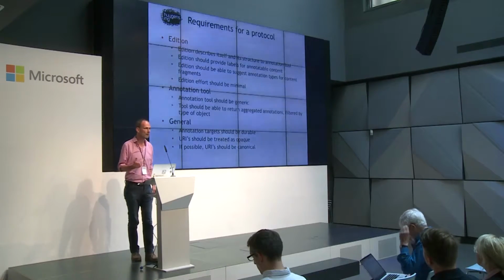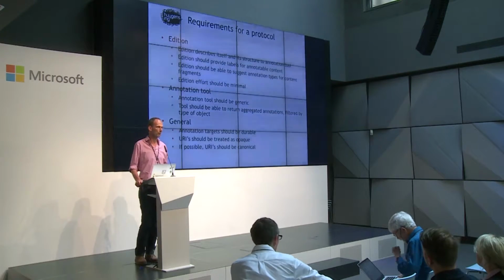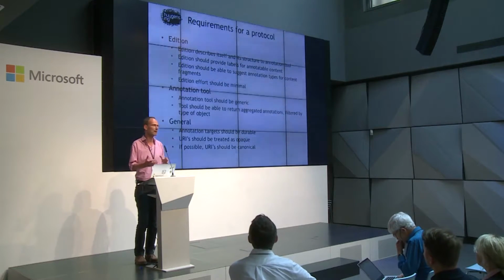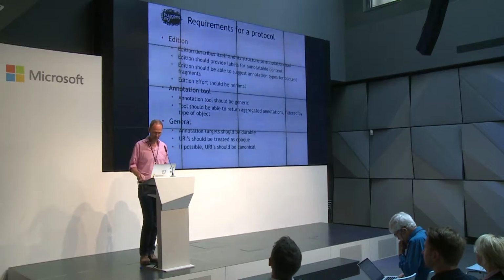In general, the annotation targets should be durable. The URI should be considered opaque, so we shouldn't try to guess the structure from the structure of the URIs. And if possible, as said, the URI should be canonical. How do we think that such a protocol might look like?